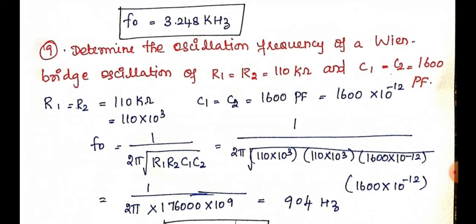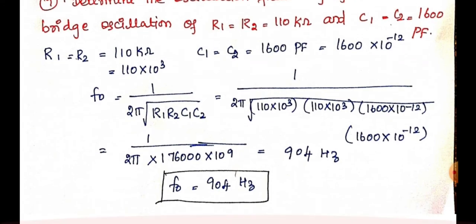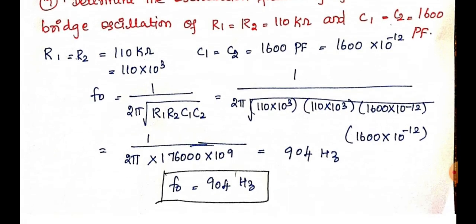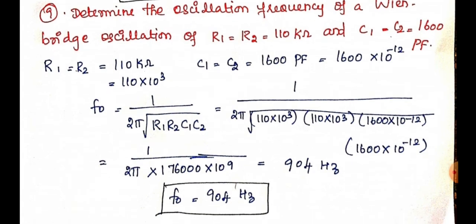Next, you are going to determine the oscillation frequency of a Wien bridge oscillator for R1 equal R2 equal to 110 kilo ohm, C1 equal C2 equal to 1600 picofarad. The F naught formula in case of a Wien bridge oscillator is F naught equal to 1 divided by 2 pi into root of R1 R2 into C1 C2. So fix the values: 1 divided by 2 pi into R1 value 110 kilo ohm. Kilo means 10 to the power 3, and picofarad means 10 to the power of minus 12. Substituting the values, it is equal to 904 hertz.